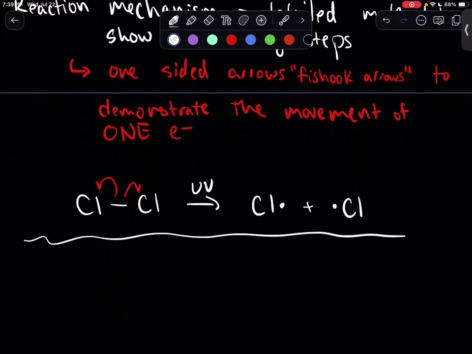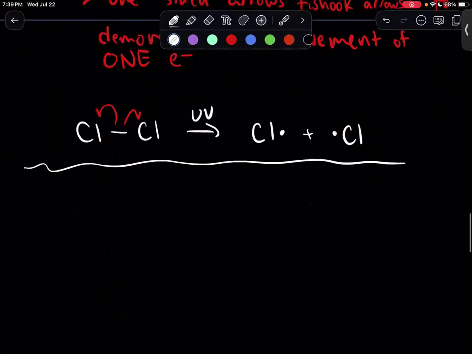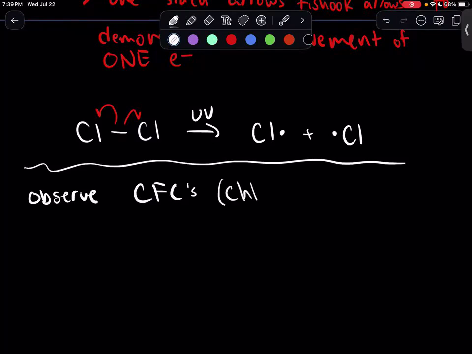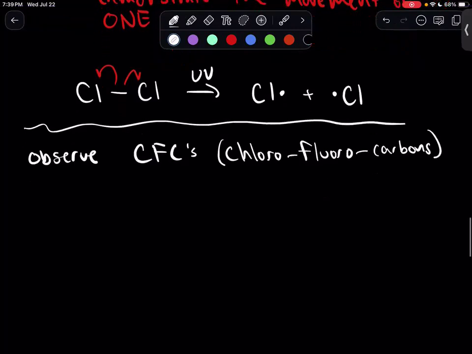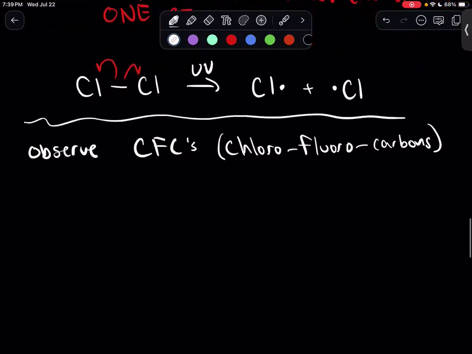So as we continue this discussion of radicals, we're actually going to refer to chlorofluorocarbons, CFCs. Knowing a little bit from our previous units, chlorofluorocarbons must be halogenoalkanes, in which we have a chlorine and a fluorine bonded to a carbon.